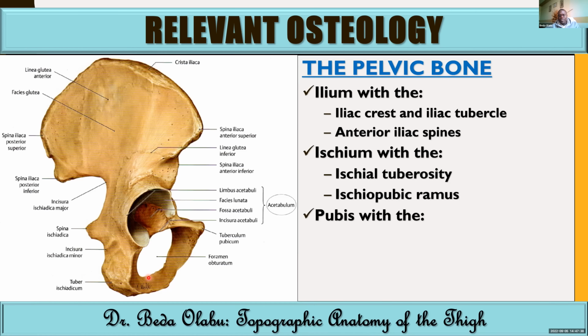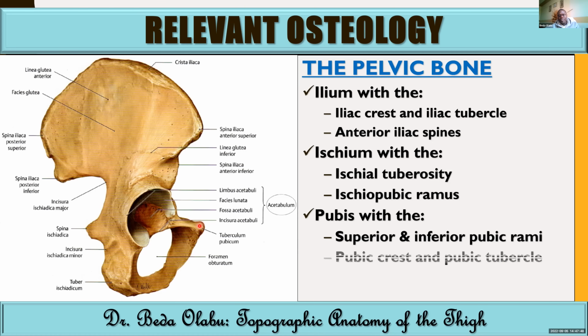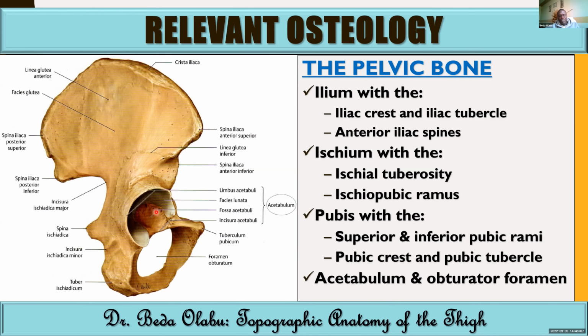Then on the pubis, we have the superior pubic ramus, which is that one, and the inferior pubic ramus that I've already mentioned. This is the pubic crest, and that's the pubic tubercle, also going to be important. Remember, the superior pubic ramus is the one that goes all the way towards the acetabulum to articulate with the ischium as well as the ilium. And so that's the acetabulum. And this one here is the obturator foramen.